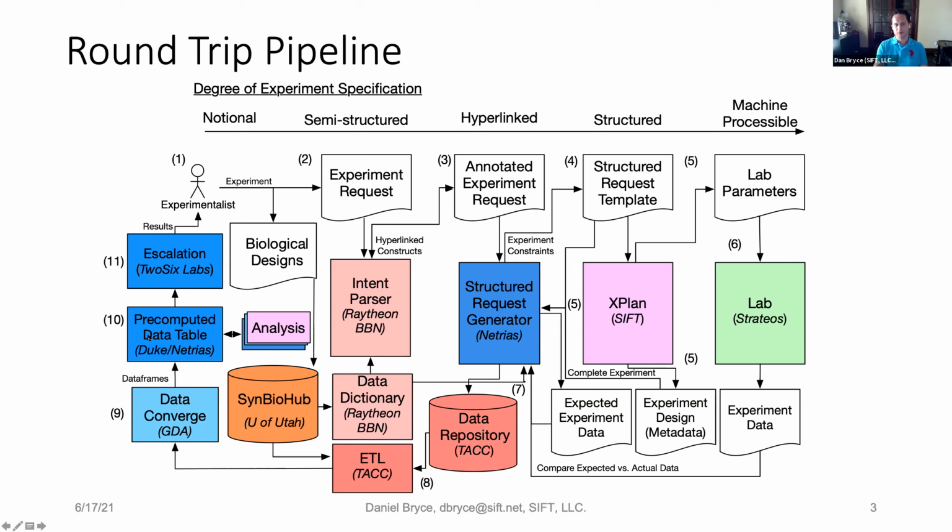From there, we have a tool called pre-computed data table that has a set of analyses that it can run on those data frames. And from there, the completed analyses are just additional columns of those data frames that we can visualize through the tool called Escalation. Those results get passed back to the experimentalist.